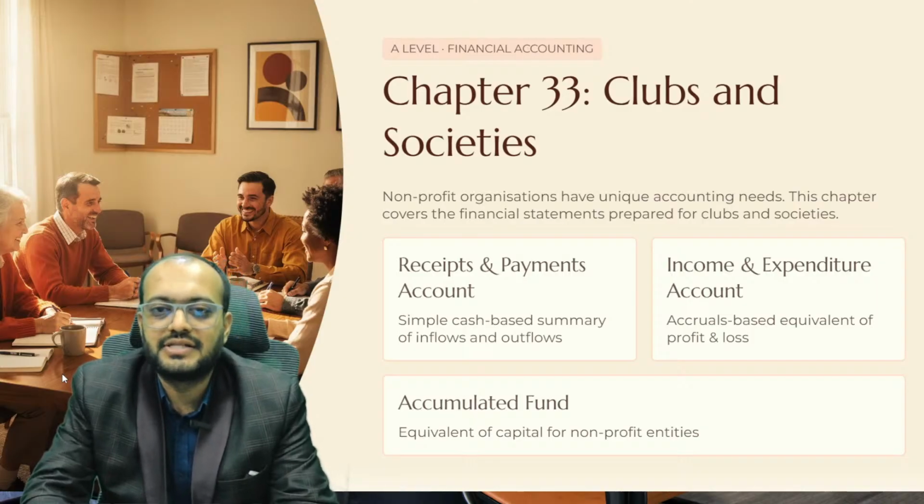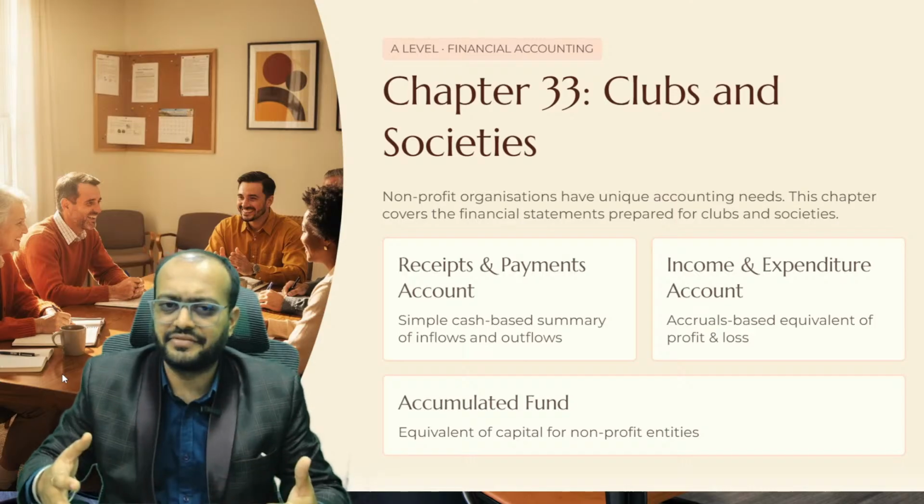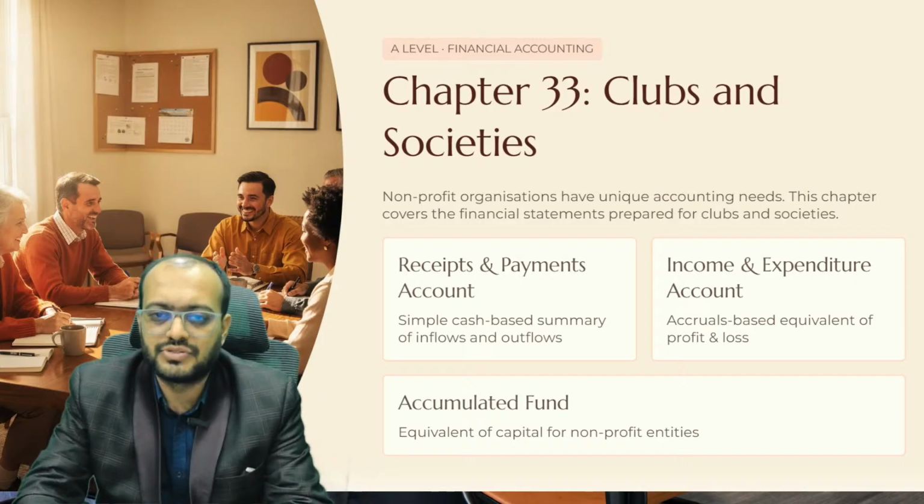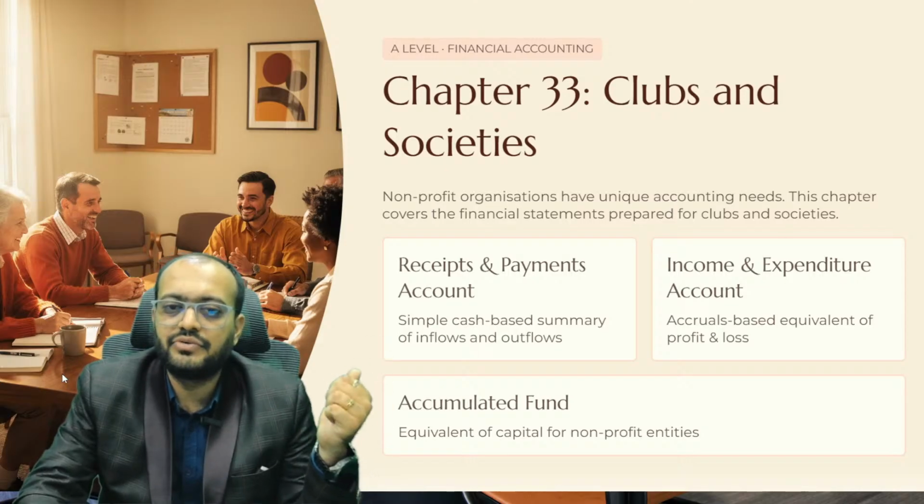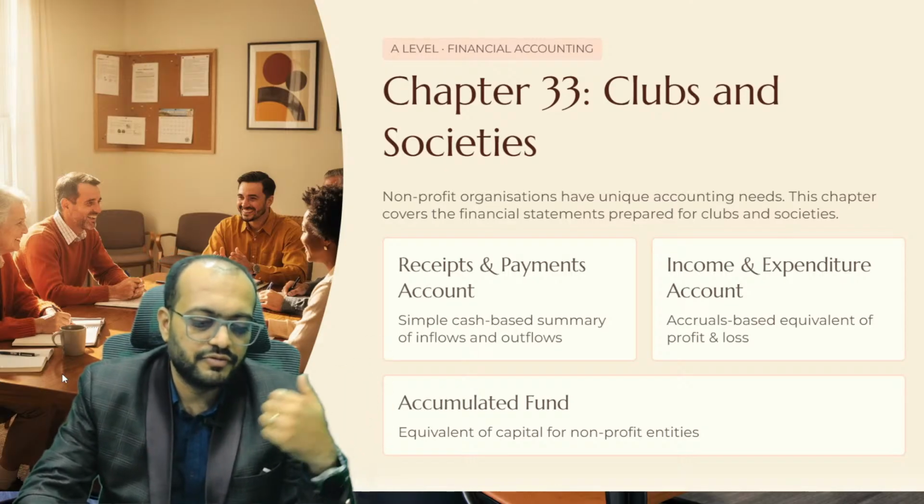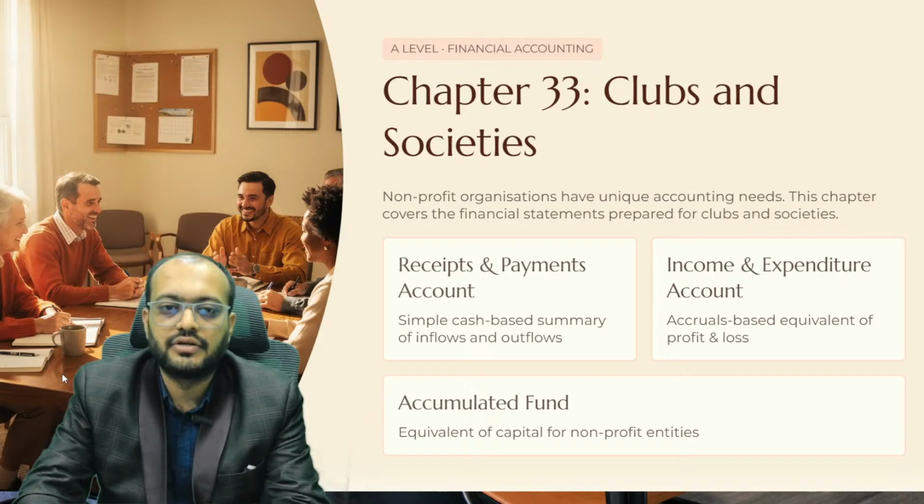Now back to the point, chapter number 33, clubs and societies. As I am saying to you, if there is a business which is not meant to earn profit, just to provide social services, these are clubs and societies. So here we have to prepare the receipt and payment account, then the income and expenditure account, and even accumulated funds are there. We're going to see this part in detail later on.